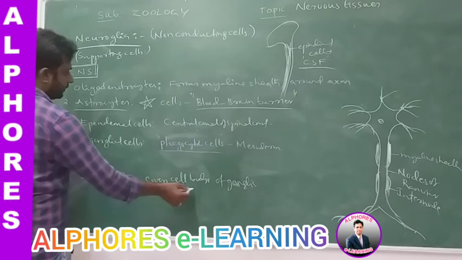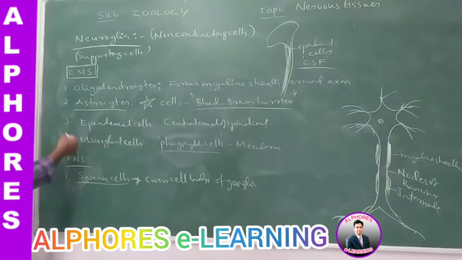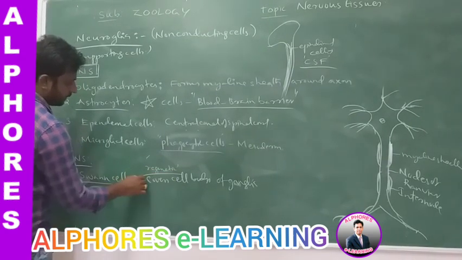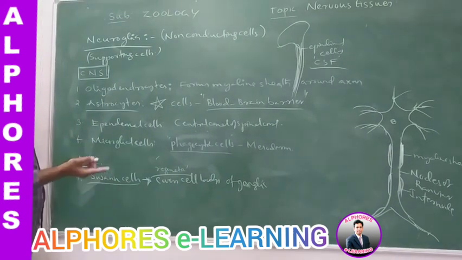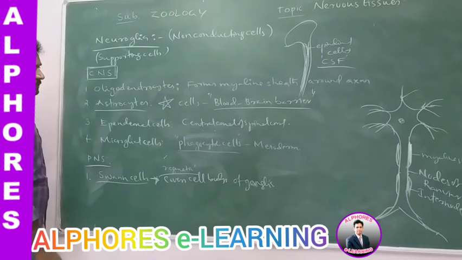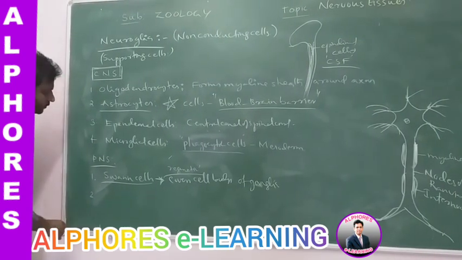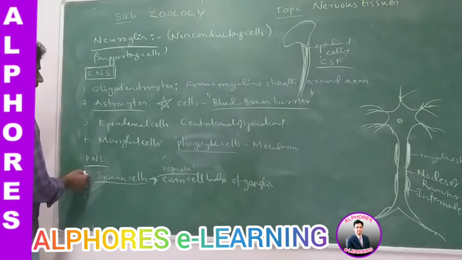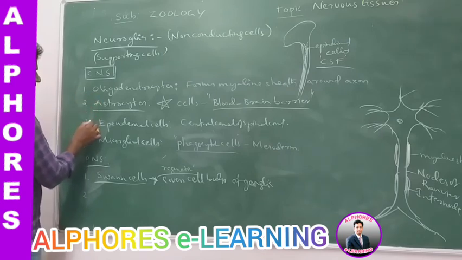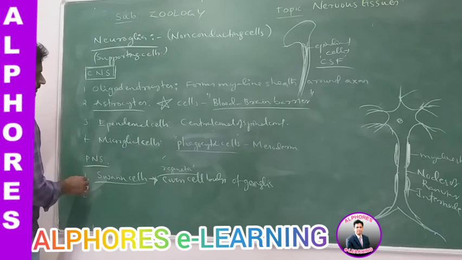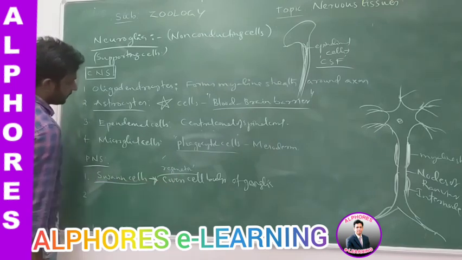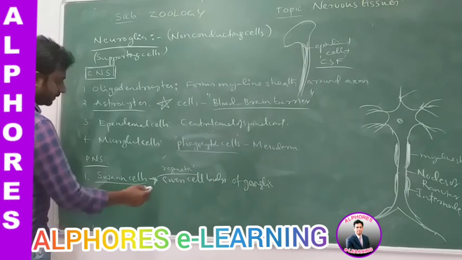Schwann cells help in the regeneration of the neuroglial cells. Generally, there is no regeneration of neurons. Conducting cells are not regenerated, but neuroglial cells can regenerate throughout life. So these are the cells present in the PNS. In the CNS: oligodendrocytes, astrocytes, ependymal cells, and microglial cells. In the PNS, some cells are present which are called Schwann cells, and they cover the cell bodies of ganglia.